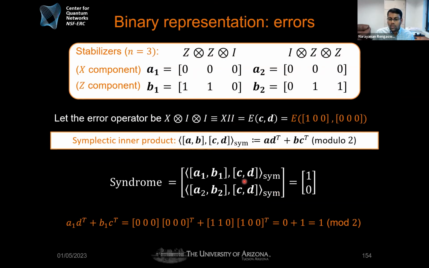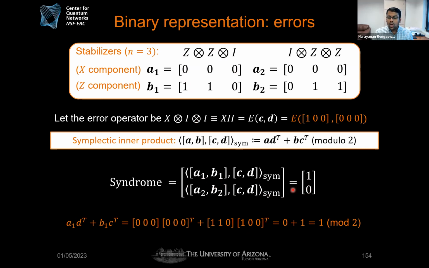And now you do the symplectic inner product to check the syndrome. So if you check commutativity of the error with the first stabilizer, ZZI, you do the first inner product, which I've shown below. And you see that the result is 1, which means the error anti-commutes with the first stabilizer. And with the second stabilizer, you can see that the symplectic inner product is 0, and so the error commutes. And so instead of the syndrome being -1 and +1, we have just changed from this BPSK format to the binary format. So whenever you see a 1, it means the error anti-commutes. Whenever you see a 0, it means it commutes.